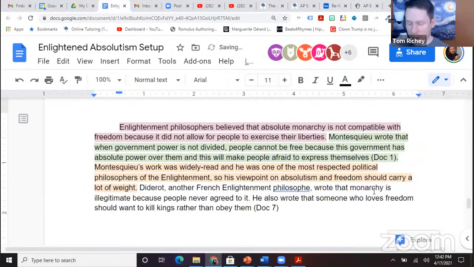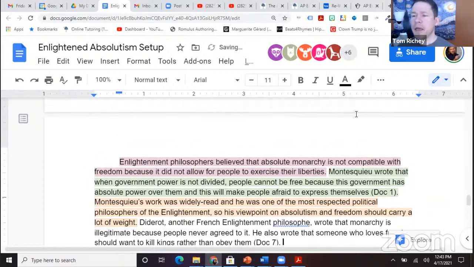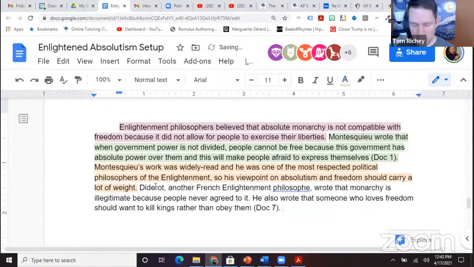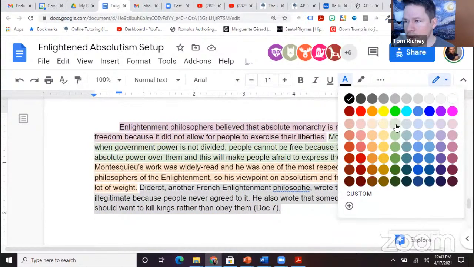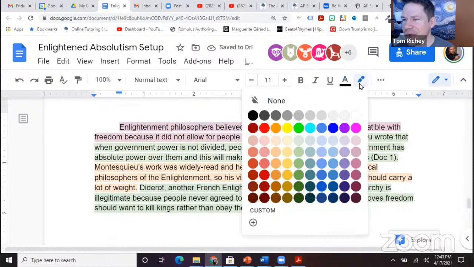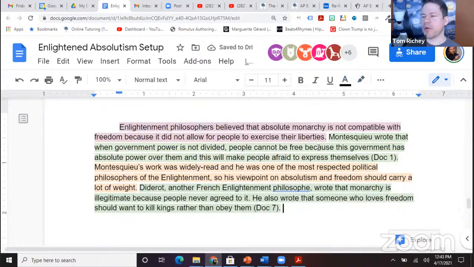So in this case, document 1 and document 7 buddied up very well together, and we're going to see here that, rather than obey them.